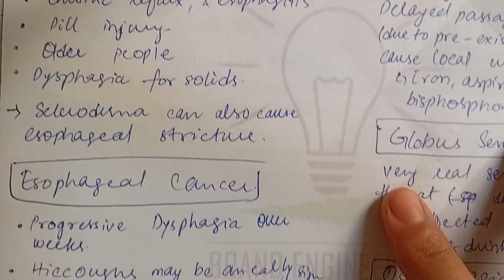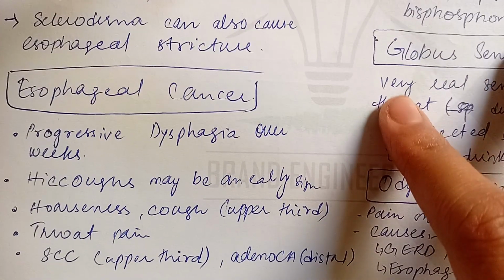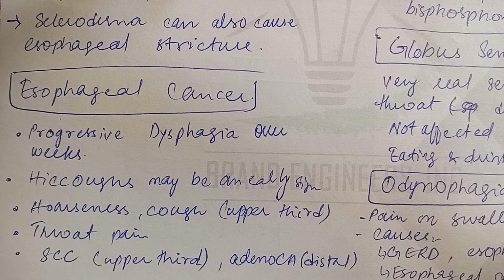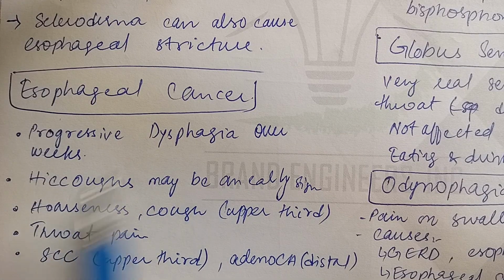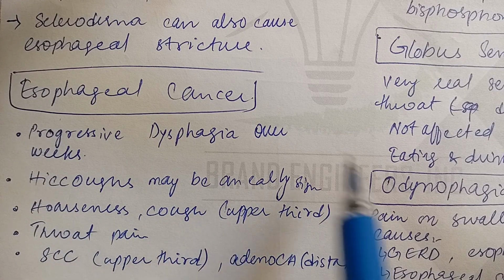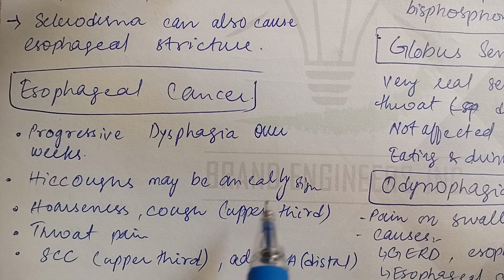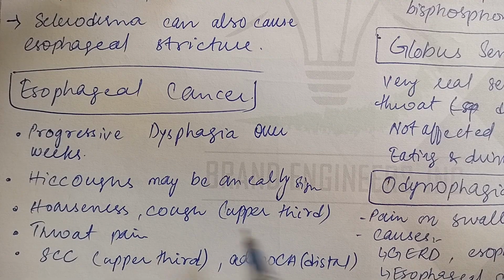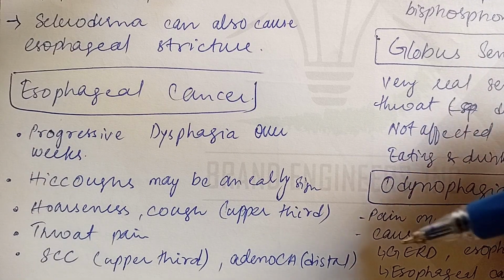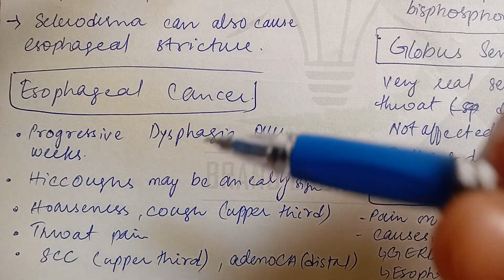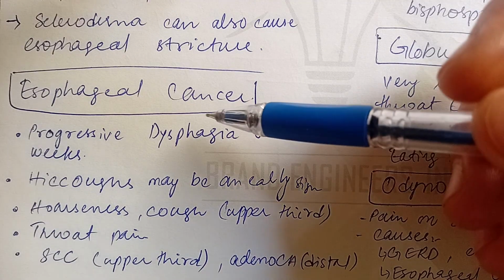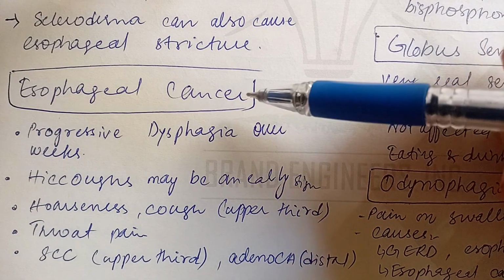Then we have esophageal cancer. In esophageal cancer, the dysphagia presents as progressive dysphagia, which is over weeks, and hiccups can be an early sign. Hoarseness can be there, and cough if the cancer is in the upper third of the esophagus. It is associated with throat pain. The cancer is squamous cell carcinoma in the upper third, and adenocarcinoma is common in the distal esophagus. In cancer, the patient also has associated weight loss.